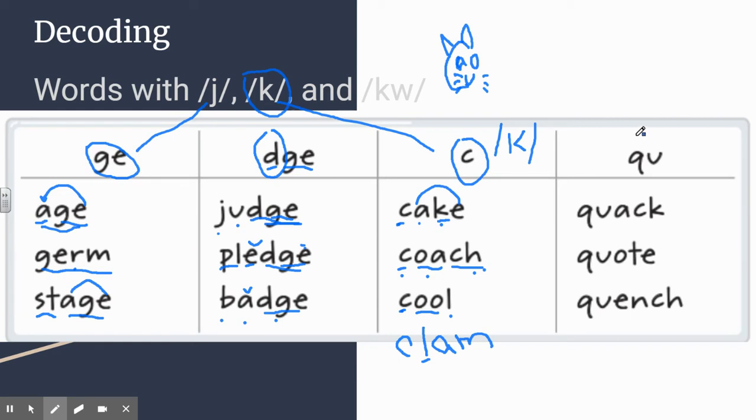Now remember last week I told you that the QU makes the kw sound. So remember, U is not acting like a vowel.